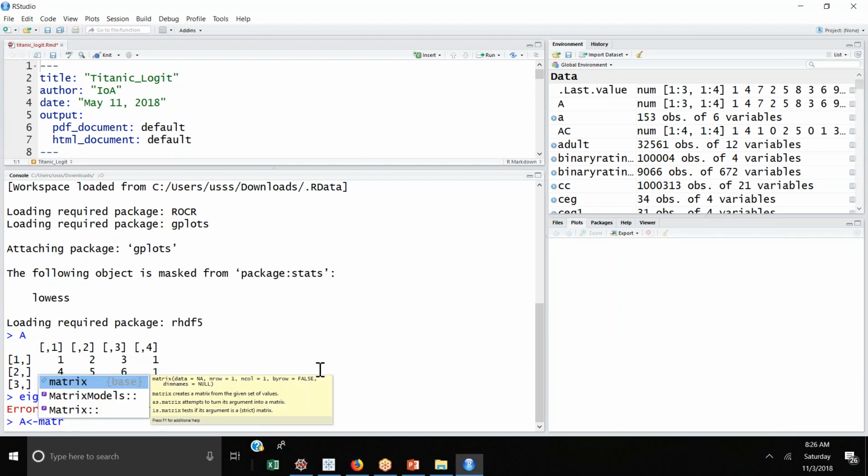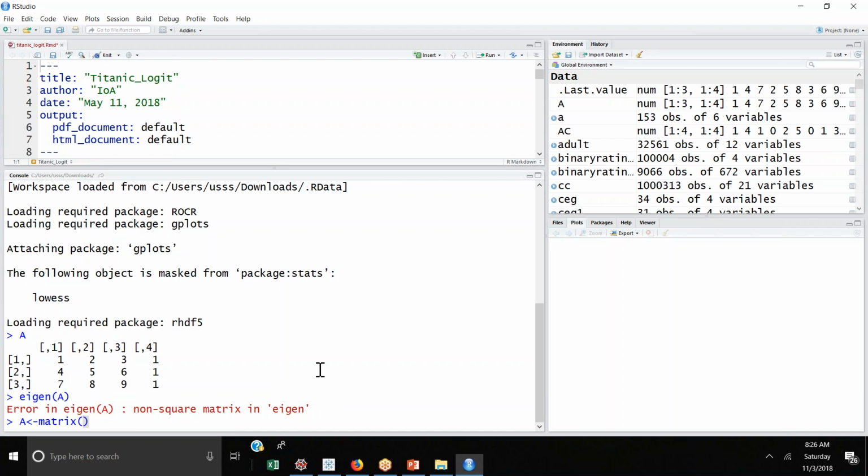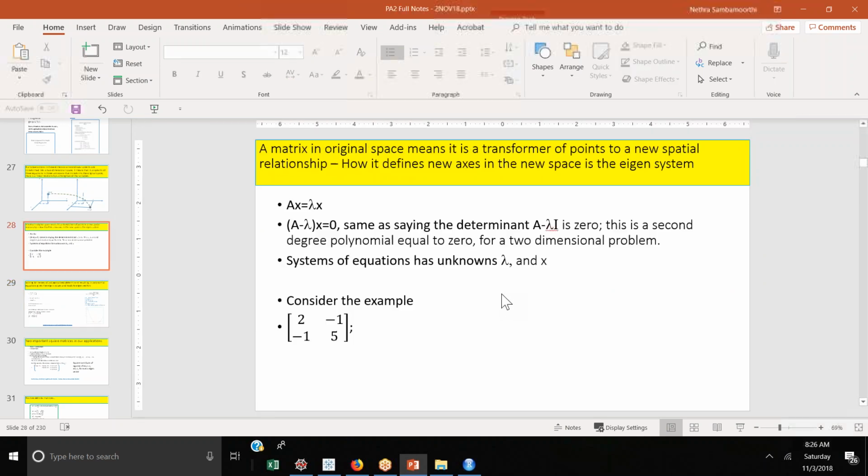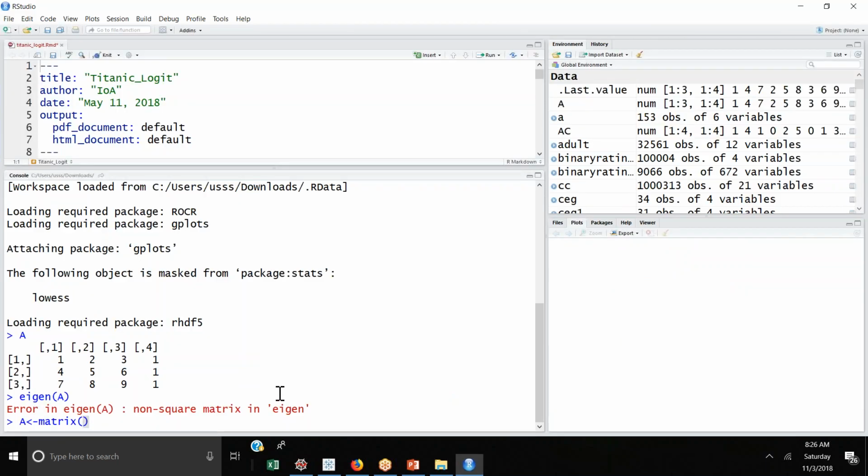Can somebody tell me how do you define the new matrix? I want to go back to this matrix, this one: 2, minus 1, minus 1, 5. Can you please tell me how would I do that? c(2, -1, -1, 5), and then nrow equal to 2. Number of rows equal to 2.